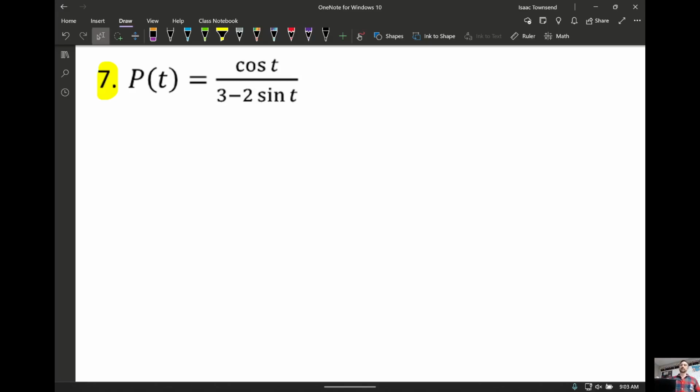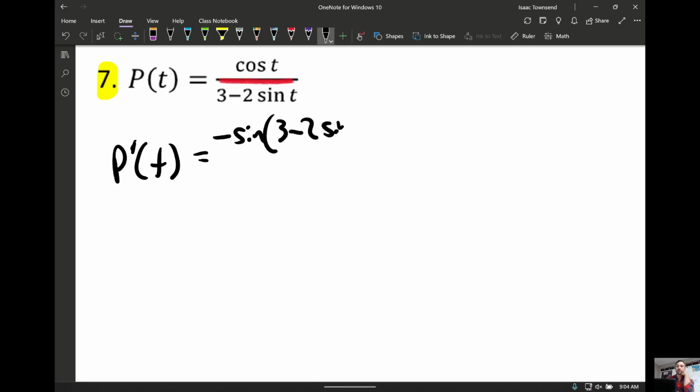Okay. You guys ready to check? Okay. So again, proper notation. If this is the function p, your derivative should be called p prime. This is definitely something divided by something, which is my clue to use quotient rule. And then quotient rule says take the derivative of the numerator, which would be negative sine, times the denominator left alone.